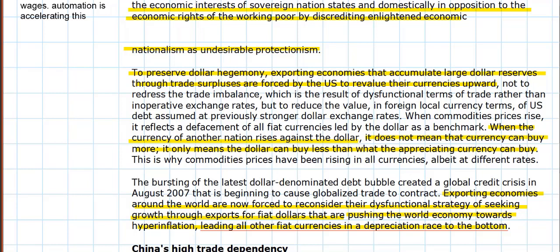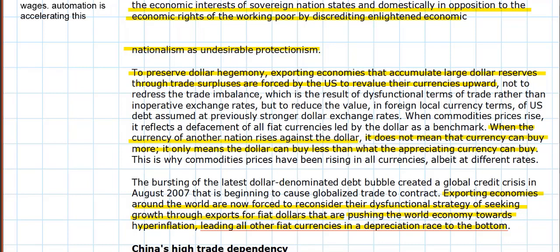In other words, trade is supposed to be balanced, right? But by exchange of goods and services or tech or whatever, or resources, right? But what the United States does is plays the game, and actually you have to make your currency stronger to actually reduce the amount of debt. That makes sense. Which is the result of a dysfunctional terms of trade rather than an operative exchange rates, but to reduce the value in foreign local currency terms of U.S. debt assumed at previously stronger dollar exchange rates.